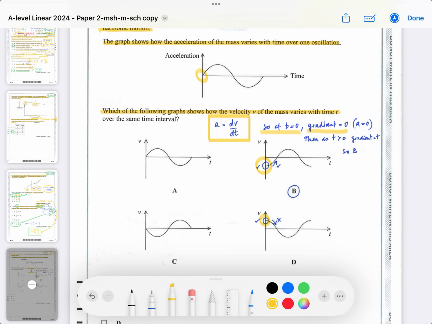Then as t gets greater than 0, you want the gradient to be positive. So it's going to go upwards. So it has to be B, because here the gradient is going upwards. Whereas here, the gradient is negative. So this one is wrong. B is the correct answer. Okay?